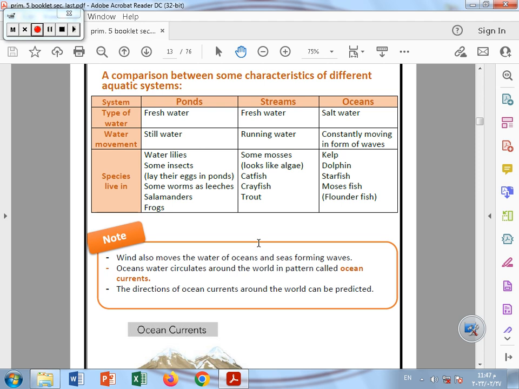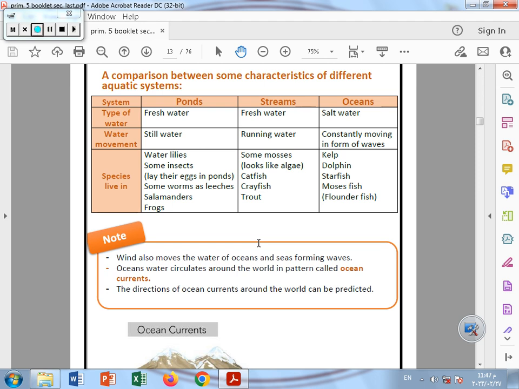And here we have a comparison between some characters of different aquatic systems. Let's compare between ponds, streams, and oceans. Ponds contain fresh water, and streams also contain fresh water. And we said the streams are small rivers. The oceans contain salt water. Now the movement of water in the three ecosystems.